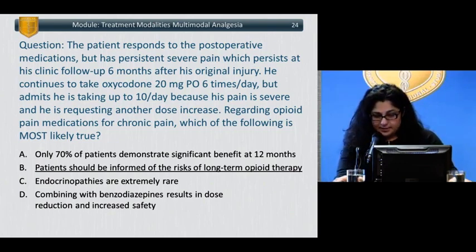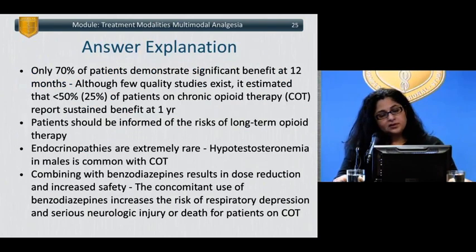The correct answer is B. The patient should be informed of the risk of long-term opioid therapy. Now, I mentioned earlier that there's literature out there that shows that yes, opioid therapy is beneficial for acute pain, but unfortunately, the literature does not show any benefit for long-term use of opioid therapy. No improvement in health-related quality of life or activities of daily living has been identified.